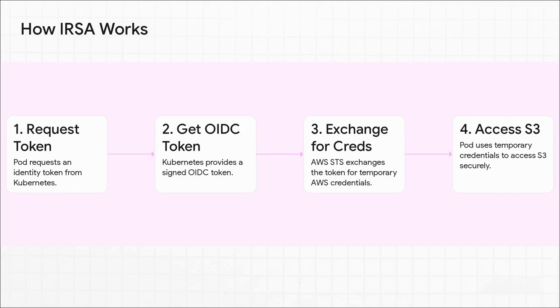First, your pod says to Kubernetes, hey, I need an identity to talk to AWS. Kubernetes then gives that pod a special short-lived token. Think of it like a signed passport. Then, the AWS Security Token Service, or STS, sees this valid passport and exchanges it for temporary AWS credentials, kind of like a visa for a specific trip. And finally, your pod uses those temporary credentials to securely get what it needs from S3. The best part? No long-lived keys are ever exposed.